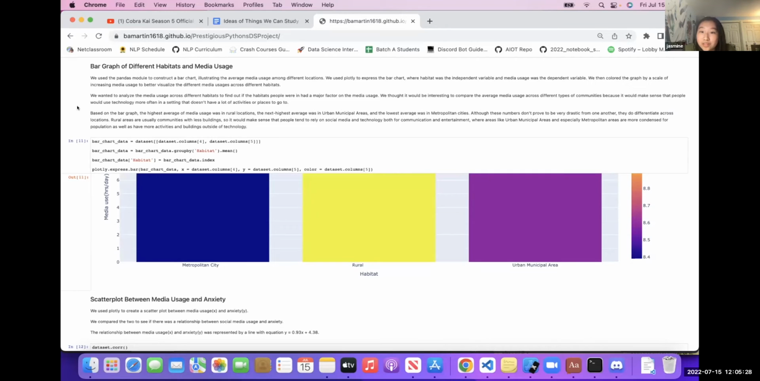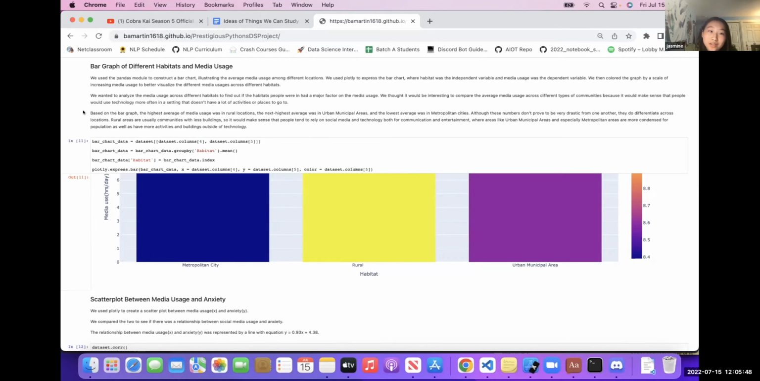We thought it would be interesting to compare the average media usage across different types of communities, because it would make sense that people would use technology more often in a setting that doesn't have a lot of activities or places to go. So areas like rural areas would have a higher media usage, and that was kind of our prediction before actually building the chart.